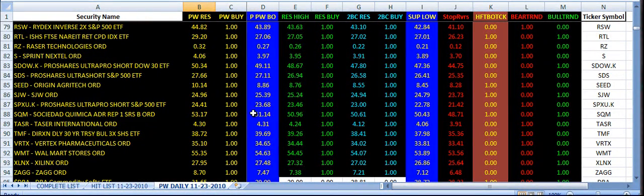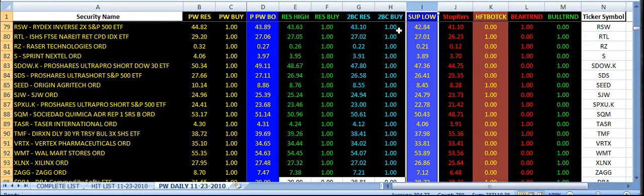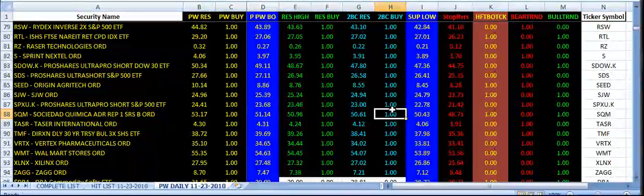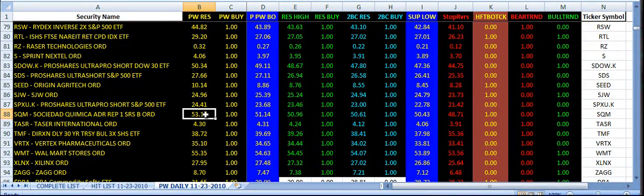And when you have Pulsewaves too, you can also try to enter on the 2-bar Charlie or the support low, especially if there's a 1 here. Try to enter here first. That's a good aggressive entry. And then add to the position as you hit here, here, and here.